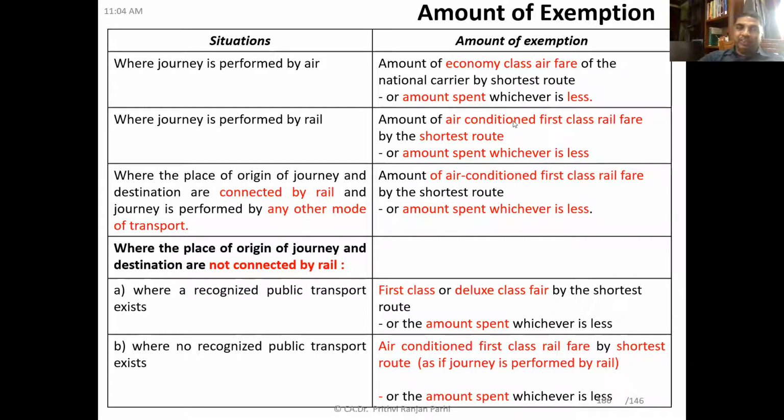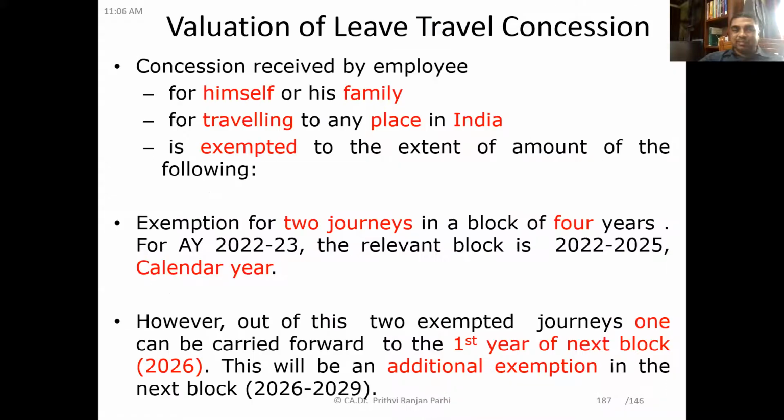So now you can understand. We have to see what the first class AC fare is, what the economy class fare is when the journey is performed by air, and where the first class or deluxe class fare by the shortest route applies. All these things will be relevant for us to claim exemption for LTC.